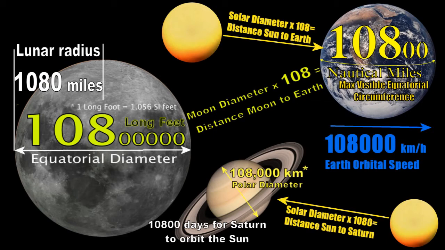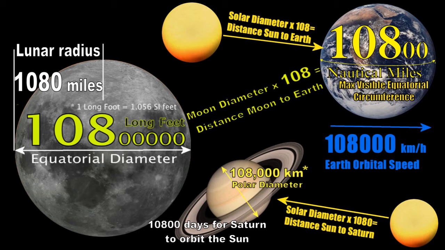Now, even the maximum visible circumference of the Earth would be 10,080 nautical miles by definition. However, the top speed of the Earth around the Sun is 108,000 kilometers per hour. That's interesting because the polar diameter of Saturn is 108,000 kilometers within acceptable margin of error, and if you multiply the diameter of the Sun times 1080, you get the distance from the Sun to Saturn.